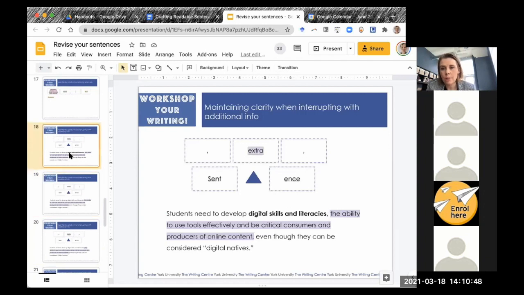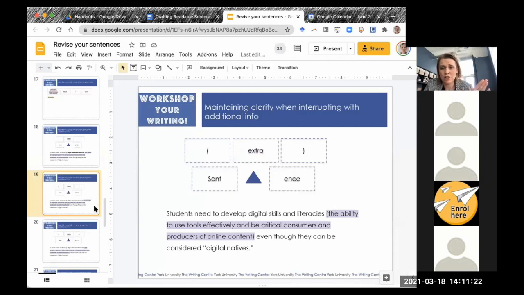So if you want to use commas, you're communicating to your reader that the information is the same level of importance as the rest of the sentence. And so in your head, the reader would read this like this. Students need to develop digital skills and literacies, the ability to use tools effectively and be critical consumers and producers of online content, even though they can be considered digital natives. Okay, pretty straightforward.